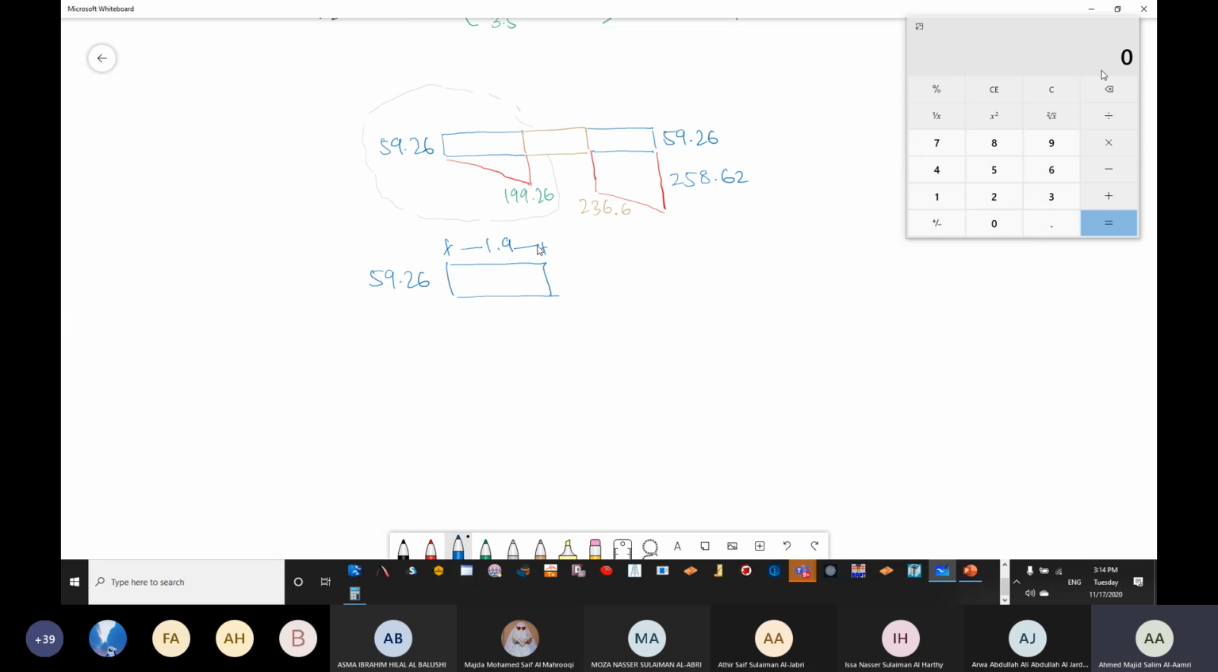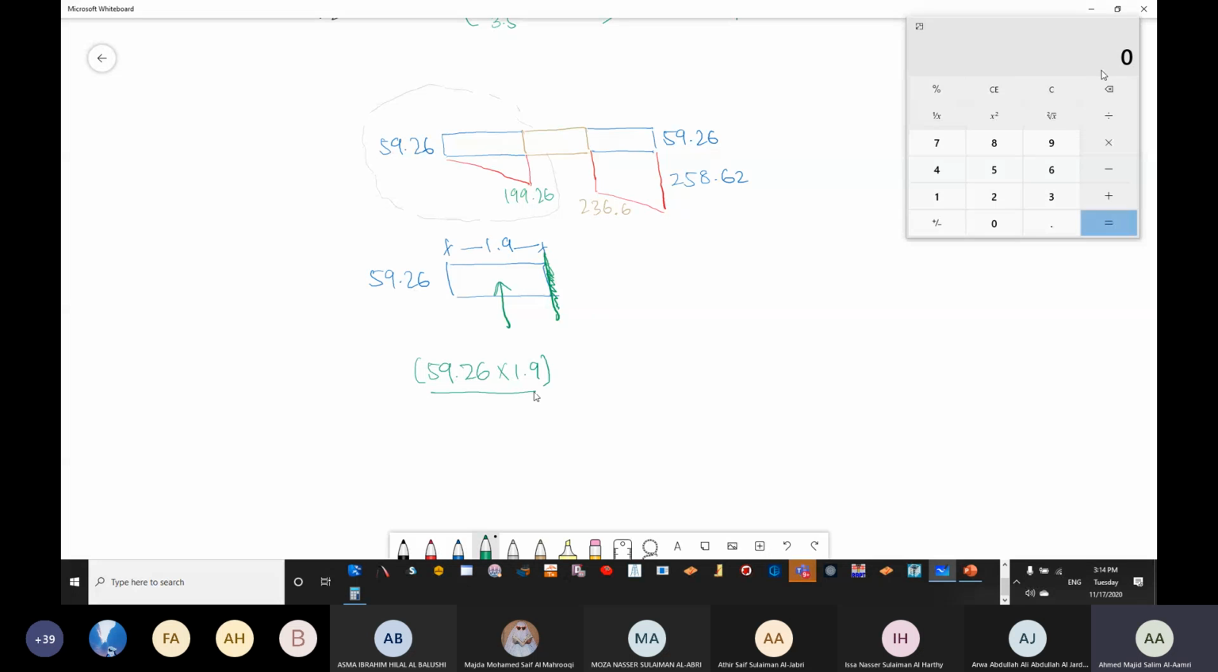Now what I'm trying to do, I want to calculate the moment here. Okay. So this is going to be WL square over 2. Or you shift the UDL to a point load and then multiply by the distance. So if we shift the UDL into a point load, it is going to be 59.26 multiplied by 1.9.